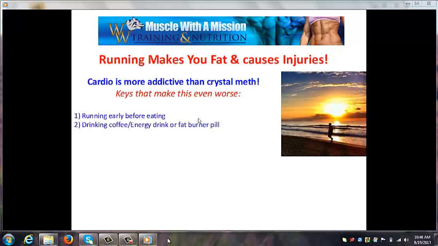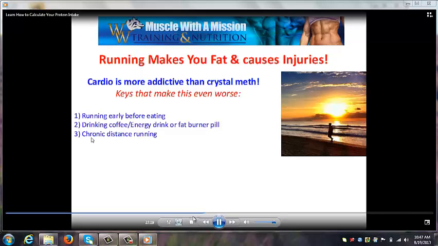So you wake up, you skip food, you don't eat, which you should always eat when you wake up, and then you drink your coffee, then you run. And the third one is running chronic distance running, not acutely. Going for a jog after you eat breakfast once or twice a month, that's fine. Having a cup of coffee maybe 3 times a month, that's fine. Okay? But people don't do it this way. They do it chronically. They do it years and years.